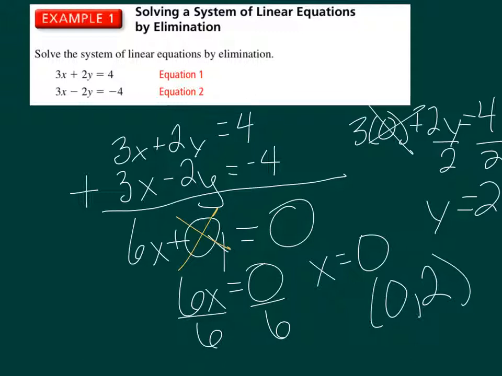Again, I'm just going to talk through this. You guys can show all the work when you go to check your solution, but notice how I'm checking my answer to make sure I'm correct here at the end. 3 times 0 is 0, plus 2 times 2 is 4. 0 plus 4 is equal to 4. That one checks out. This one, 3 times 0 is 0, minus 2 times 2 is negative 4, equals negative 4. So 0 minus 4 equals negative 4. This one checks out, so now I know it's my answer, and that took me a whole extra 20 seconds, and now I know I'm absolutely correct.